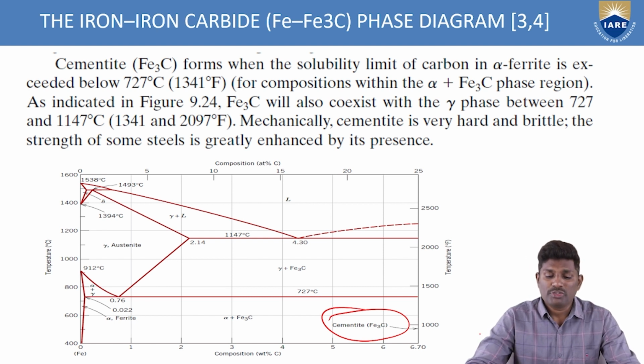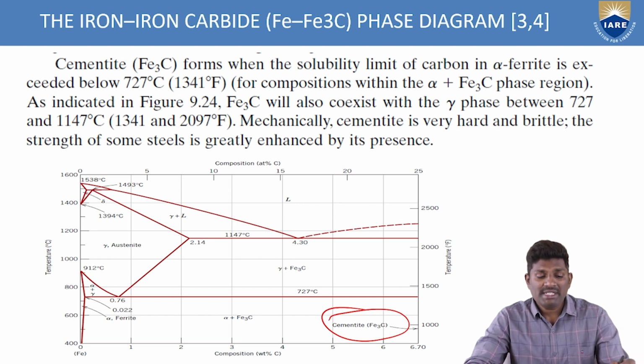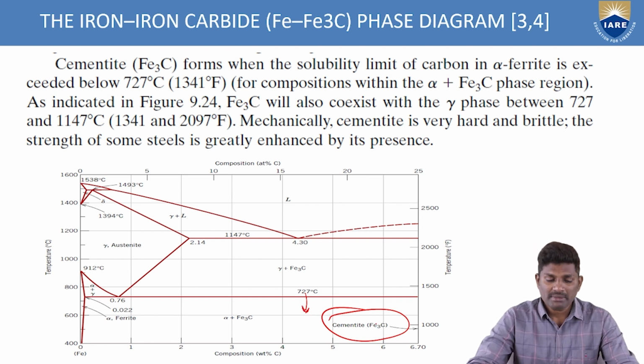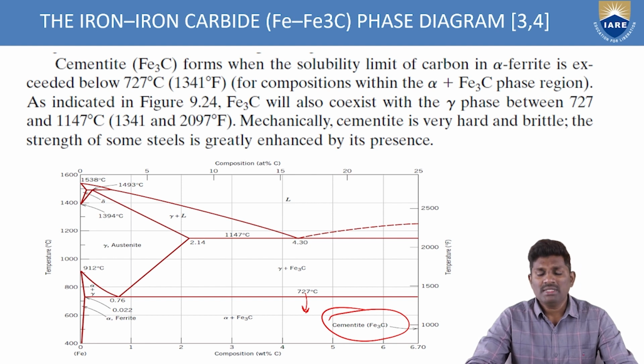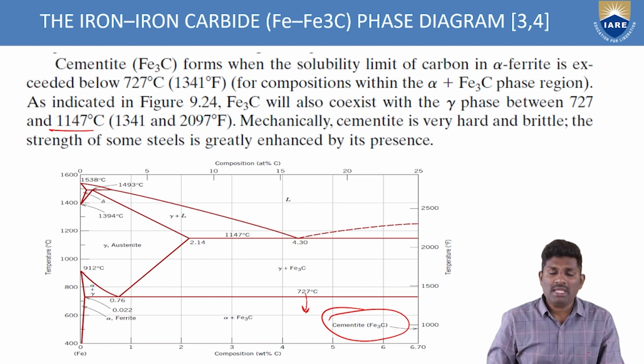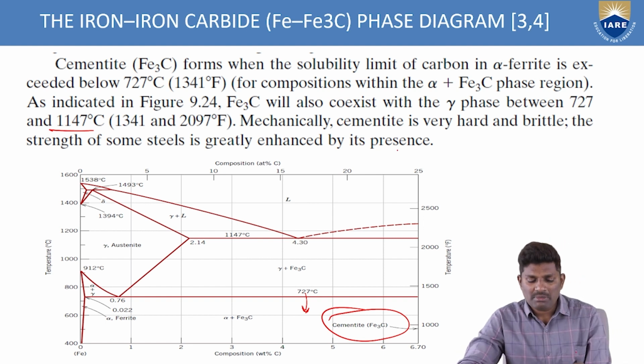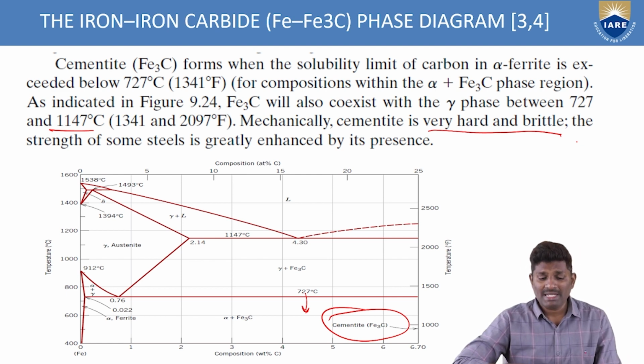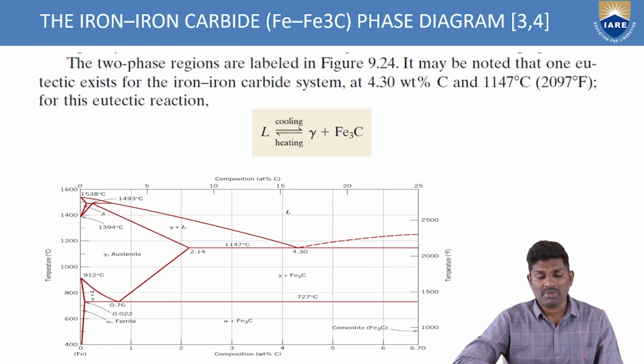So in this case the solubility limit of the carbon in alpha ferrite is exceeded below 727 degrees. So only below 727 degrees we get this Fe3C, that is the cementite. And this gamma phase will also coexist between these two lines, that is 727 and 1147 degrees centigrade. So this is how you have to find out. And if you see the properties of this cementite, it is very hard and brittle in nature, and the strength of these steels can be enhanced by the addition of carbon content.